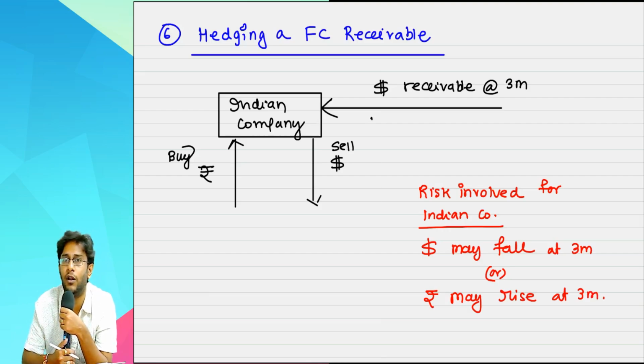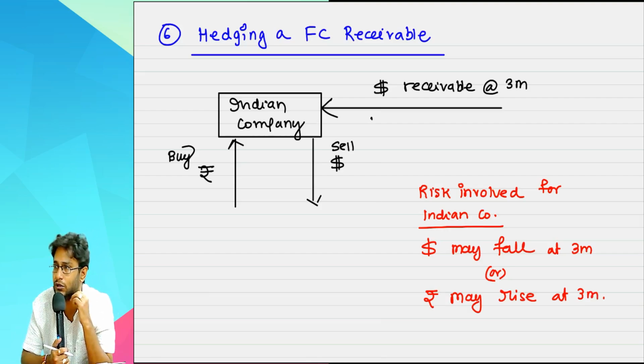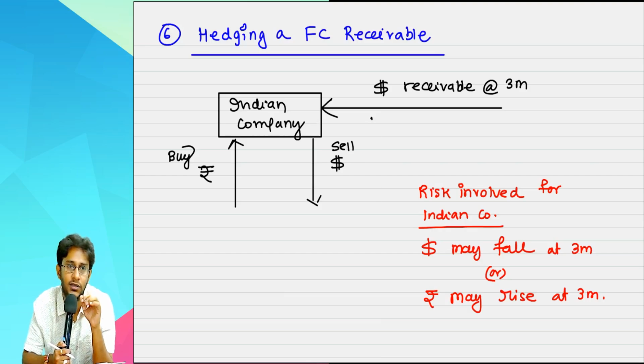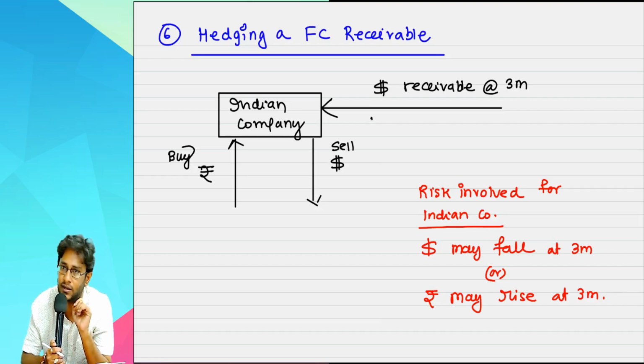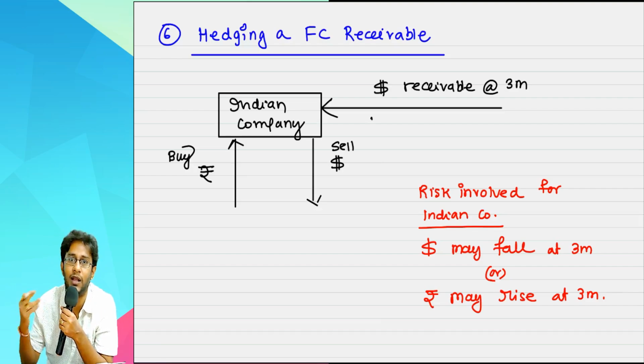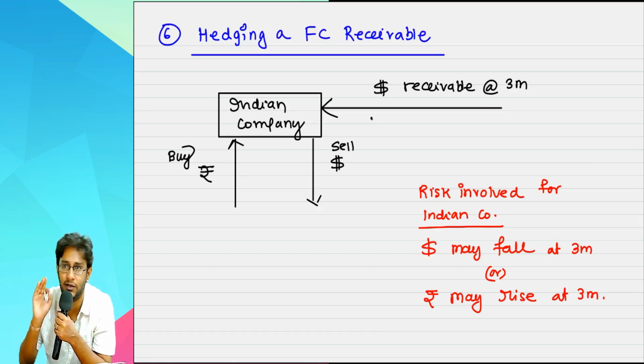Sir, tell me, dollar falling, rupee rising, both are the same only, no? One is from the dollar's point of view, the other is from the rupee's point of view, but they both signify the same risk, isn't it, sir? It is not like one will happen and the other will not. If one happens, definitely the other will also happen.